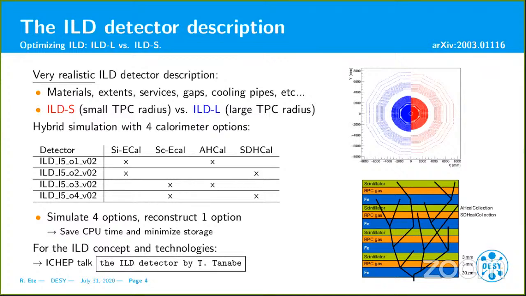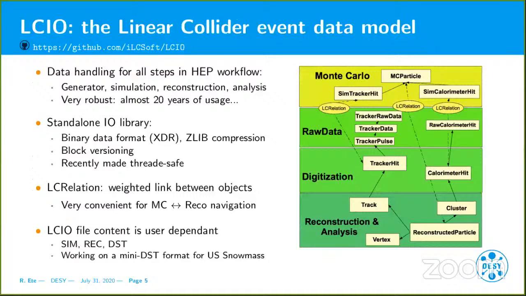So why do we do that? It's because then you can simulate one full detector with 4 options within the same simulation. You save a lot of CPU by doing that, and you also minimize the storage. Then if you want to reconstruct something, you have to choose an option and just go with it. If you want to see a bit more about the ILD concept, there's a very nice talk that happened a few minutes ago in another session by Tomohiko on the ILD detector. There's a link, you can click on it.